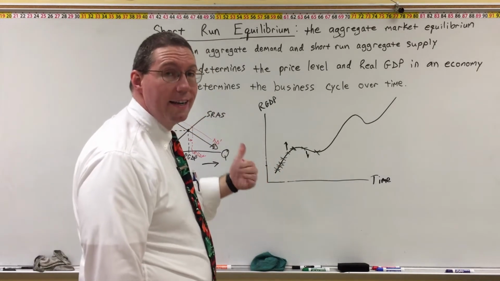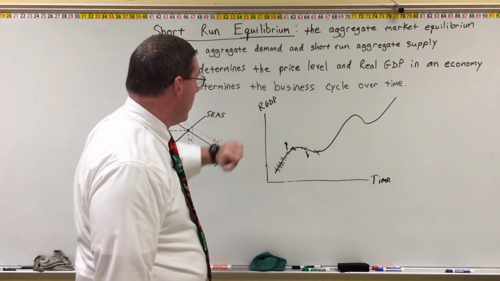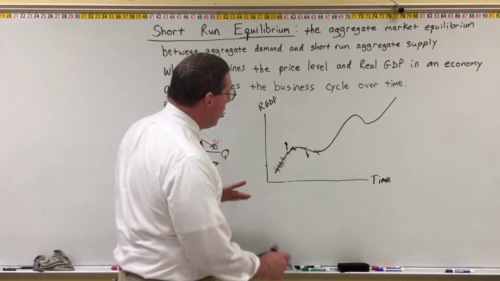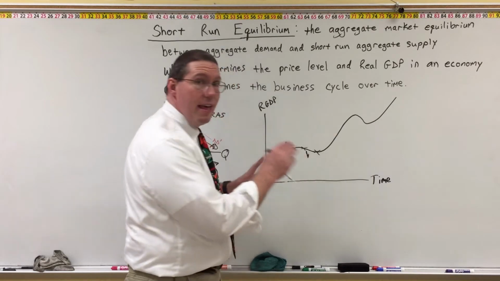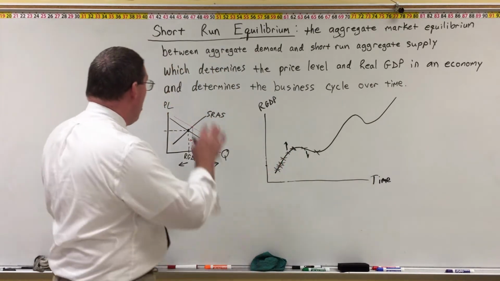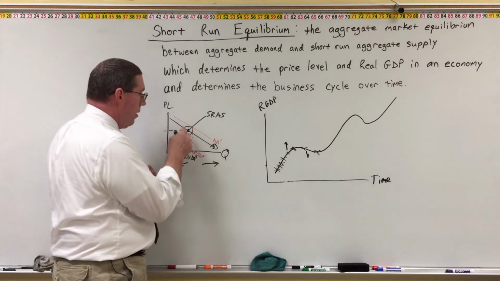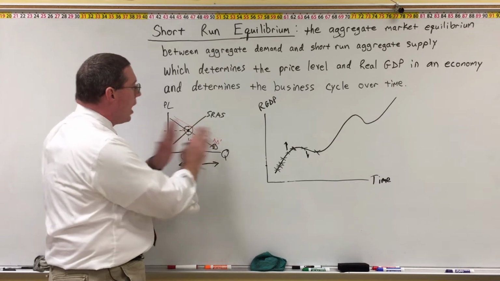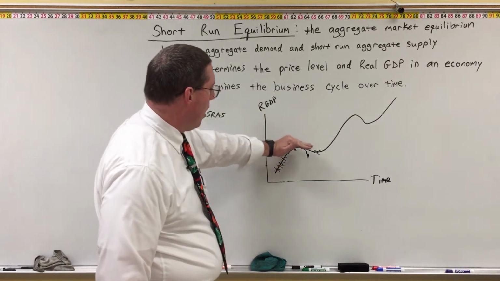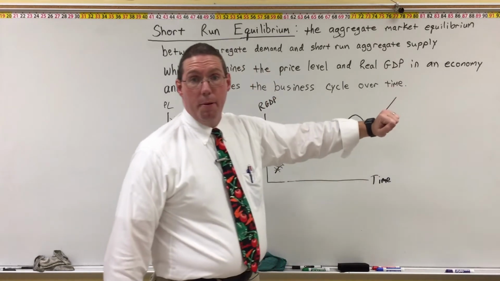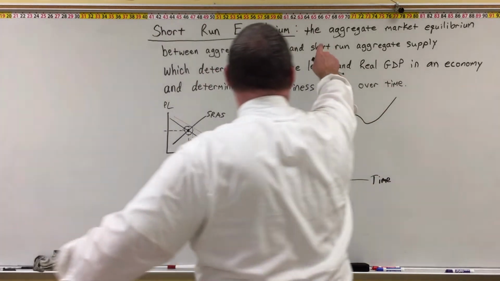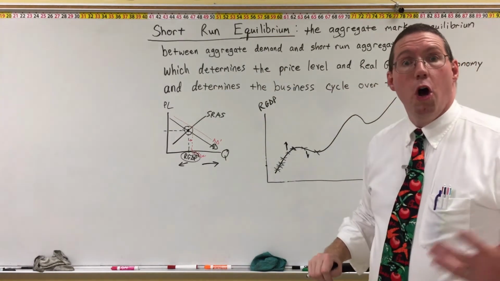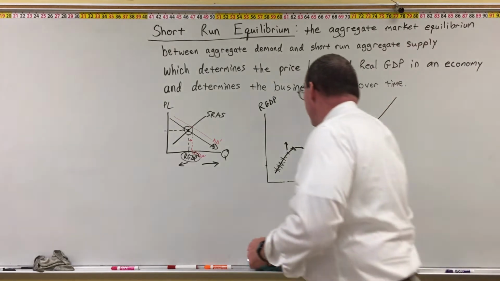I'm actually going to show you a different representation of short-run equilibrium using only the aggregate market graph. But what I'm saying here is that you need to understand that the business cycle is the result of the aggregate market graph intersection, the equilibrium, the real GDP from the equilibrium changing over time and fluctuating up and down and up and down and up. Okay, that's where the business cycle comes from. So, short-run equilibrium is the aggregate market equilibrium that determines the business cycle over time. Okay? All right, so here's what we're going to do.